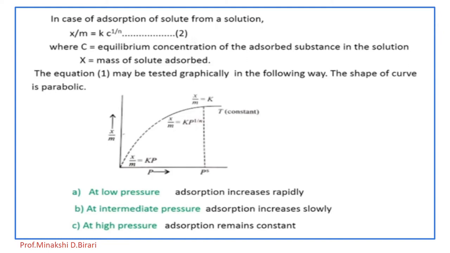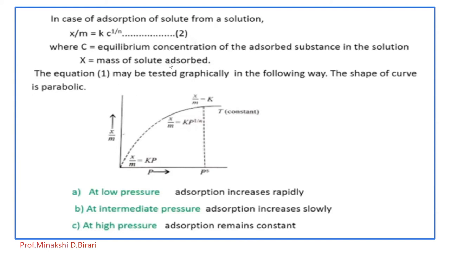In case of adsorption of solute from a solution, a similar equation is applicable and it can be written as x upon m is equal to k into c raised to 1 upon n, where c is the equilibrium concentration of the adsorbed substance in the solution and m is the mass of the adsorbent, x upon m is the mass of the solute adsorbed per unit mass of adsorbent, k is a constant, n is also a constant, empirical constants dependent on the nature of adsorbent and adsorbate and on the temperature. c is the equilibrium concentration.